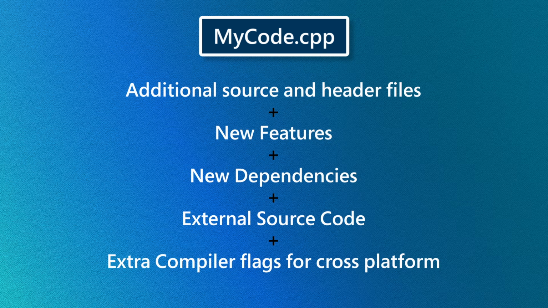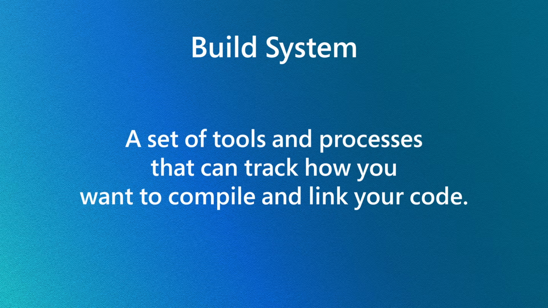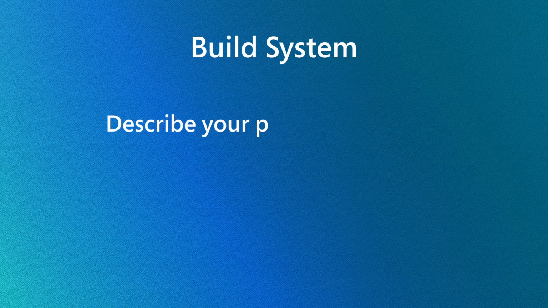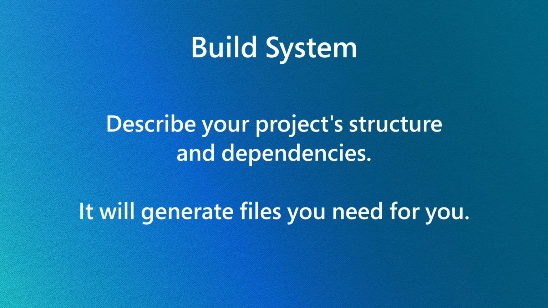This is where a build system comes in. A build system is a set of tools and processes that can track how you want to compile and link your code. You just need to describe your project's structure and dependencies, and it will generate any files you need to build for you. This saves you a lot of time and reduces the chance of making errors.